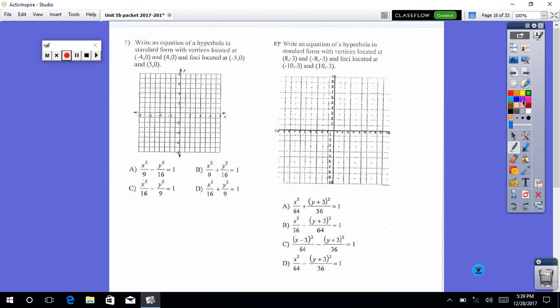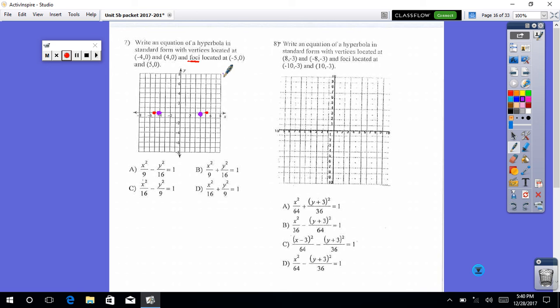This one gives us some information that we're going to have to graph. Once we get it graphed, we can then determine which answer choice we're going to pick. So let's start with the vertices. I'm going to do the vertices in purple so we can keep them separate. One vertex is at negative 4, 0, and the other one is at positive 4, 0. I'm going to do my foci in red. My foci are going to be negative 5, 0, and positive 5, 0. Based on that, I know that I'm dealing with an x hyperbola.